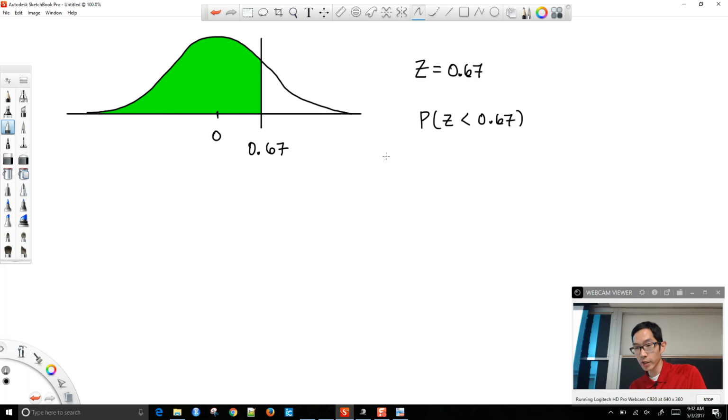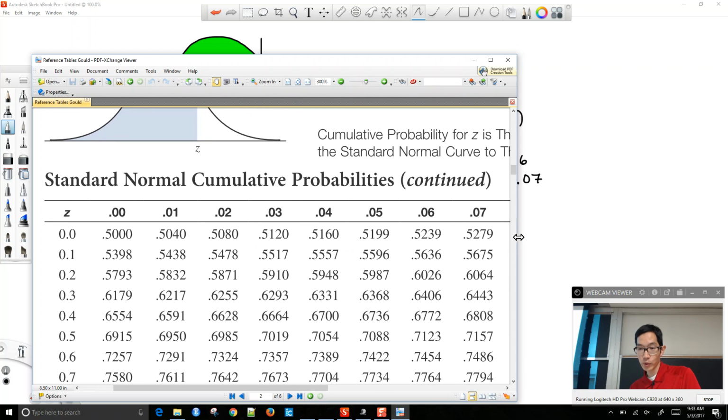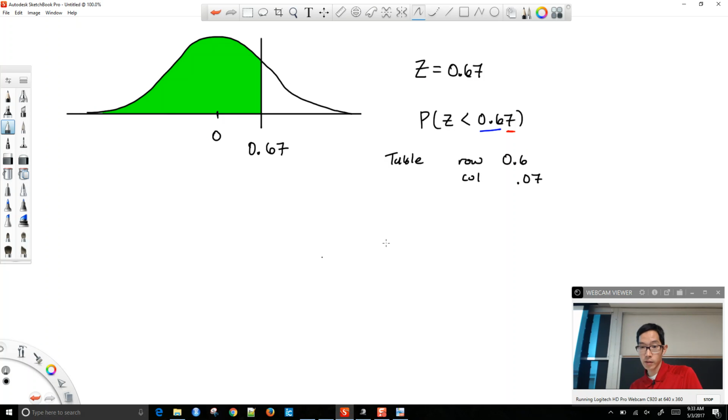So we go to our table, to the row 0.6 and the column 0.07 to make the number 0.67. Does that make sense? And what is the number that we find there? We find that the number is 0.7486.